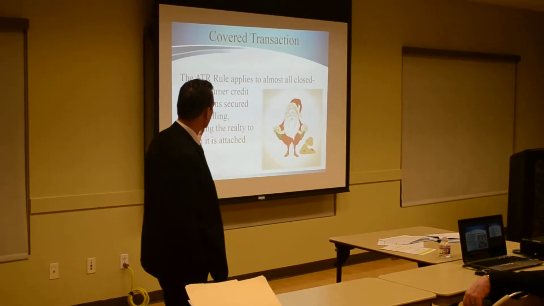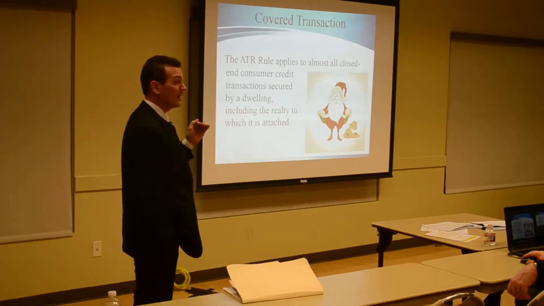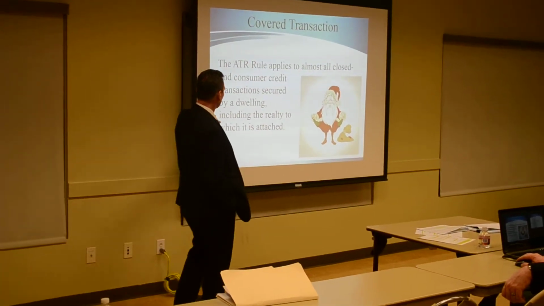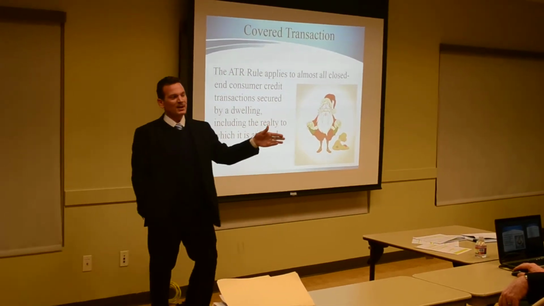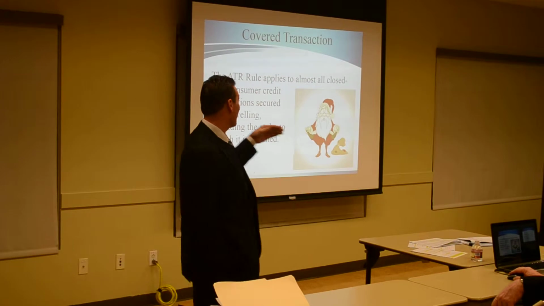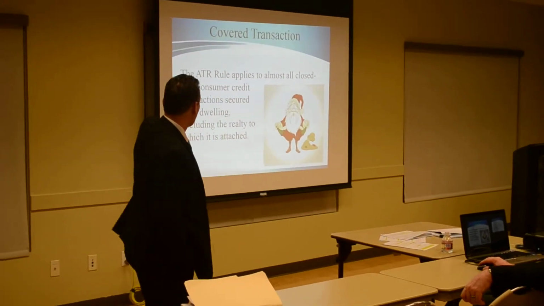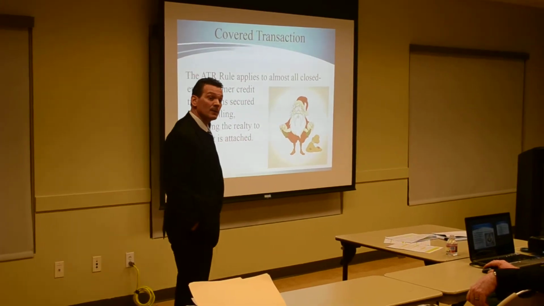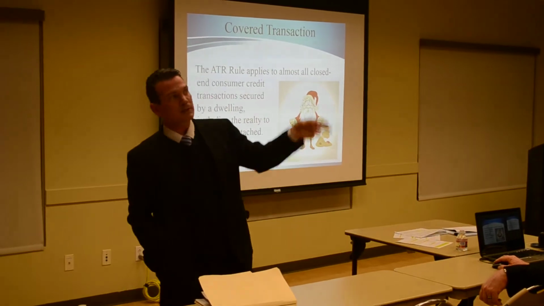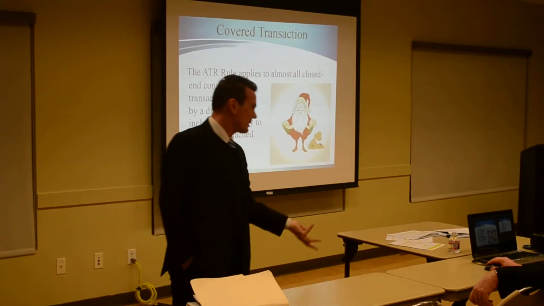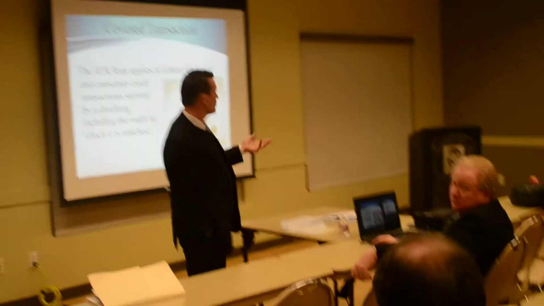So the ATR rule applies to all closed-end consumer credit transactions secured by a dwelling. Now this is how I would put it, including the realty to which the dwelling is attached. Now the CFPB, because they know what they're doing, they say that it's a closed-end transaction secured by a dwelling and the realty that's attached to that dwelling, because they evidently know how this stuff works, and they realize real estate's attached to houses, not houses being attached to real estate. So that tells you how well written this rule is. And it's ludicrous, what they've done.